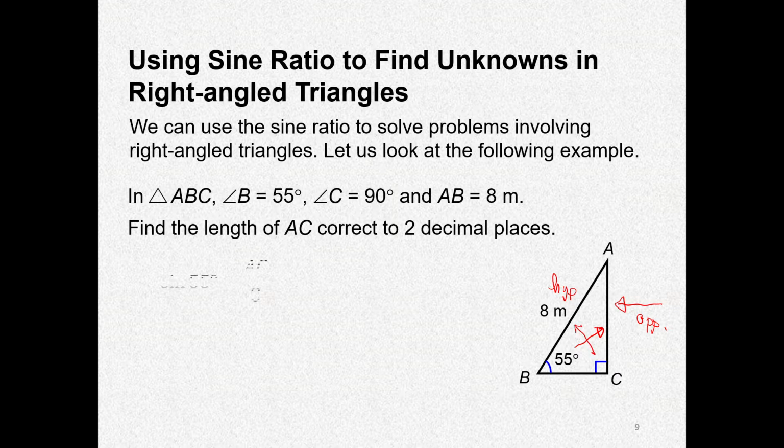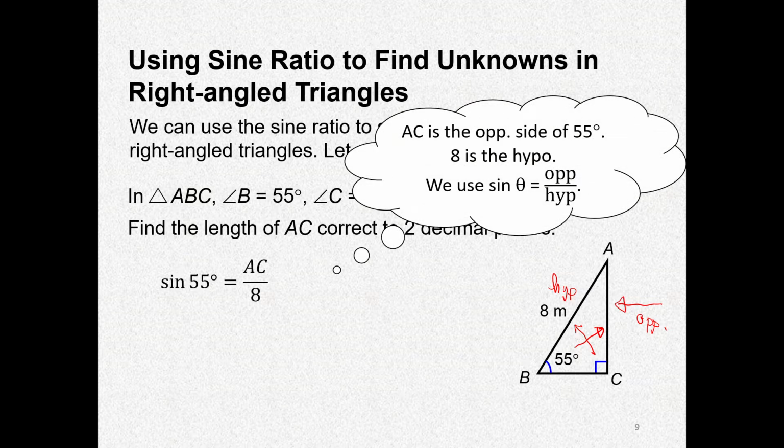So we can set up the equation using the sine. Sine 55 degree equals the opposite side AC over the hypotenuse 8. So next, to solve the equation, we can move the 8 to the left-hand side using the times. And then we can key the left-hand side into our calculator, and then the answer should be 6.55.